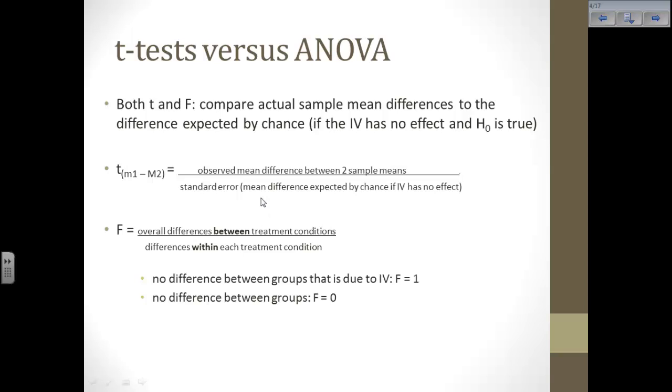Now for F, remember, we can't look at mean differences. So we're looking at the overall differences between treatment conditions, which is the variance between treatment conditions, and dividing that by differences within each treatment condition, or the variance within each treatment condition. And I'll get into what is between and within groups variance here in a minute.